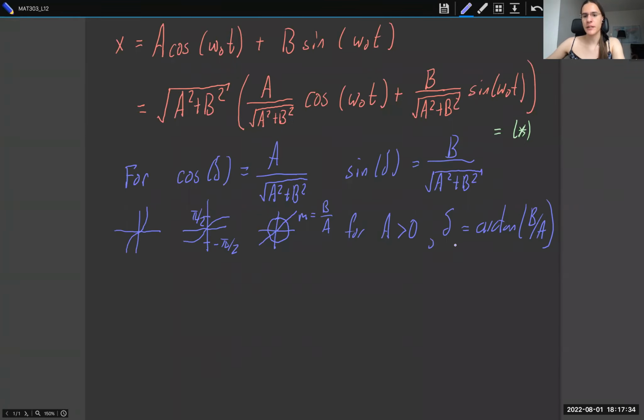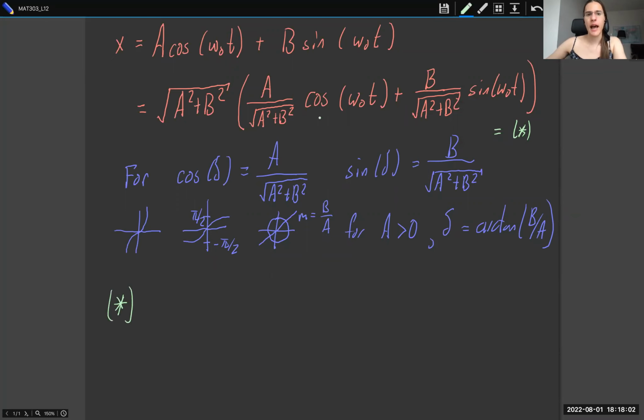So the formula for delta isn't important. What's important basically is that giving cosine of some angle and sine of some angle uniquely defines the angle on the unit circle, because these are the coordinates of the point on the unit circle. So it uniquely defines the angle up to an additive factor of 2 pi. So delta can be found. And if A is greater than 0, delta is this specifically.